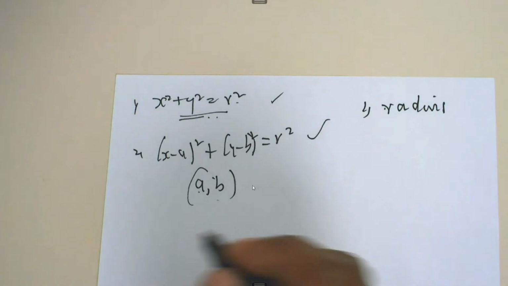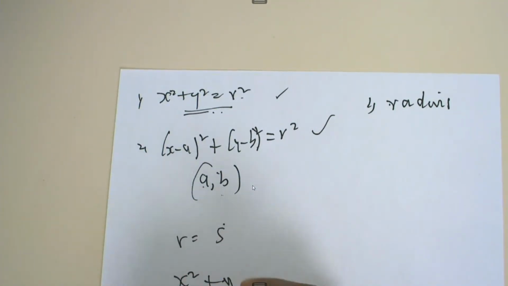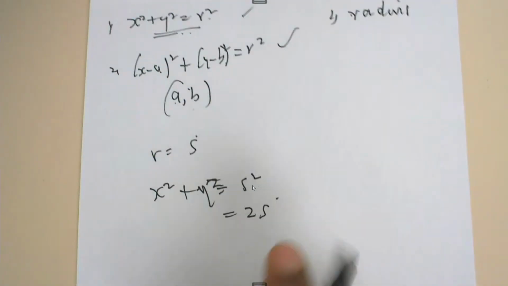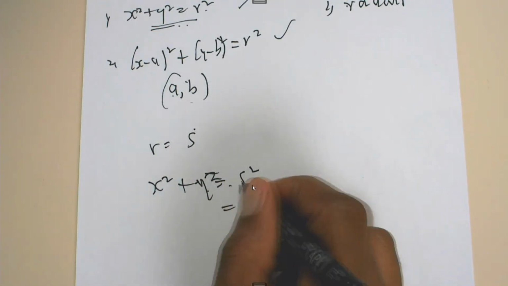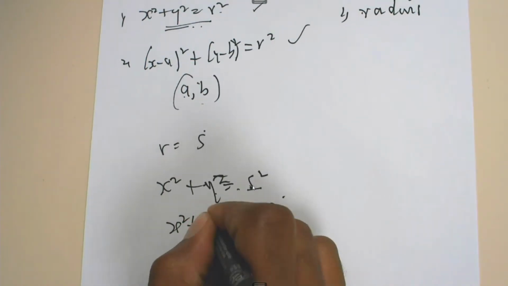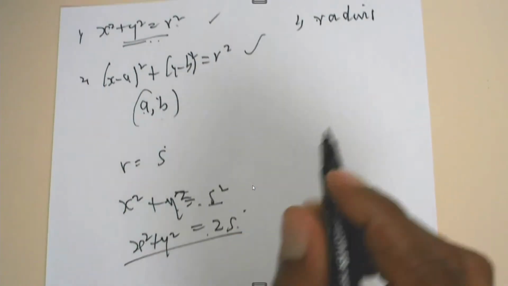If they say the radius of the circle is 5, then I've got x squared plus y squared equals 5 squared. Then what is 5 squared? 5 squared will be 25. x squared plus y squared equals r squared. In this case, r is 5. Then we have the equation being x squared plus y squared equals 25. Right? Then that is the first thing that we need.